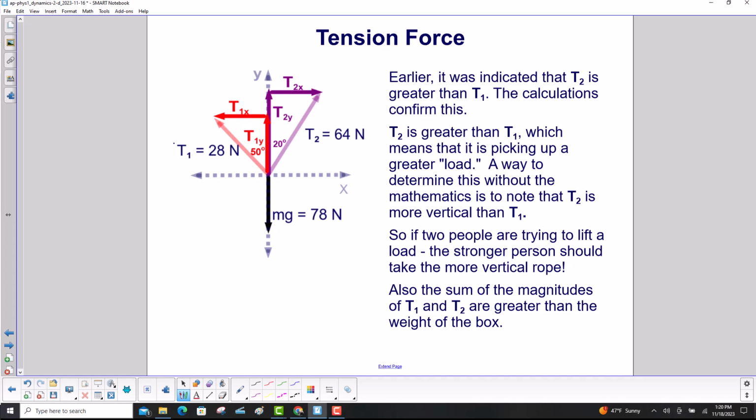Earlier it was indicated that T2 is greater than T1. The calculations confirm this. T2 is greater than T1, which means that it is picking up a greater load. A way to determine this without the mathematics is to note that T2 is more vertical than T1. So if two people are trying to lift a load, the stronger person should take the more vertical rope. Also, the sum of the magnitudes of T1 and T2 is greater than the weight of the box. But we only take the y components for our free body diagram, so everything works out.